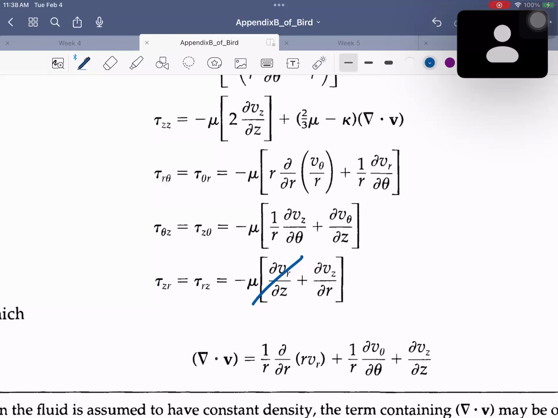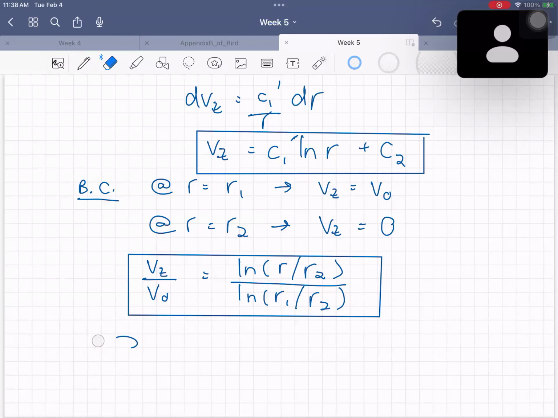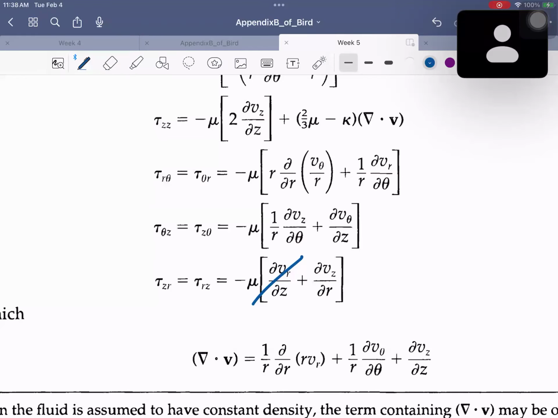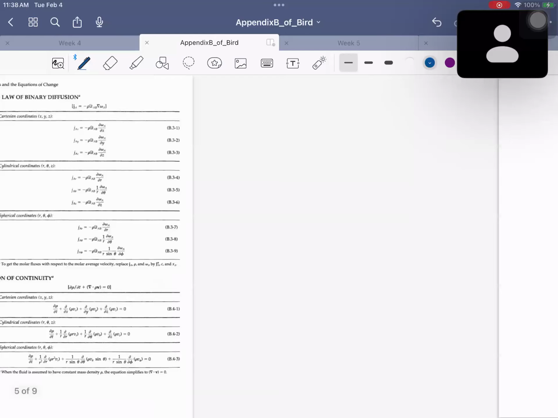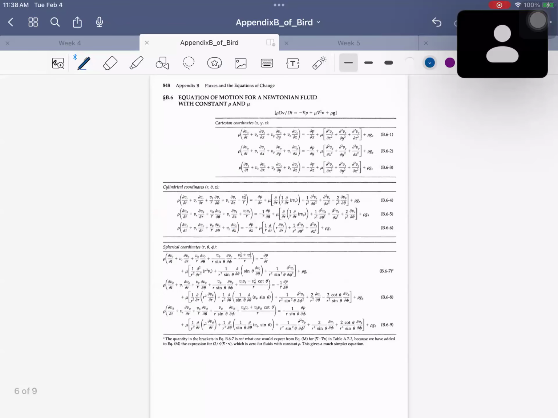Since you are still wondering if the results are going to be the same, let's work on the Navier-Stokes equation altogether too. So let's start with B6. Okay, this one.